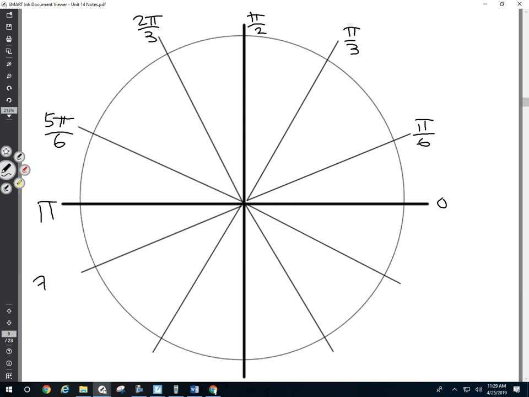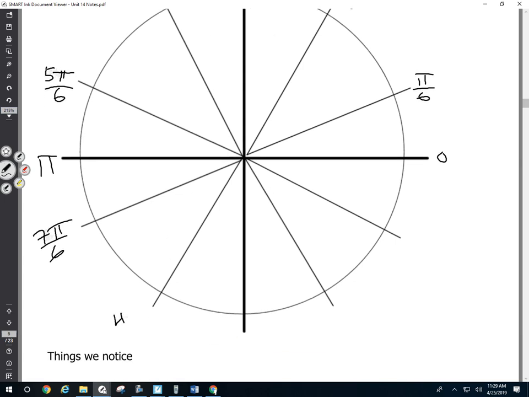7 pi over 6. Can you simplify 7 over 6? 8 over 6. Can you simplify 8 over 6? Oh, that's 4 pi over 3. 9 pi over 6. We simplified. 10 pi over 6. Can you simplify 10 over 6? 5/3. 11 pi over 6. 2 pi.